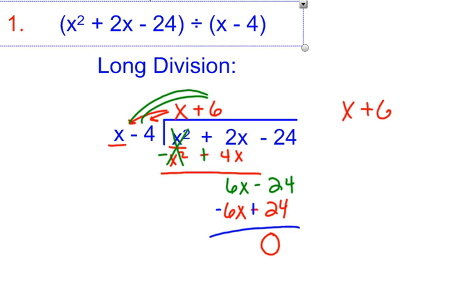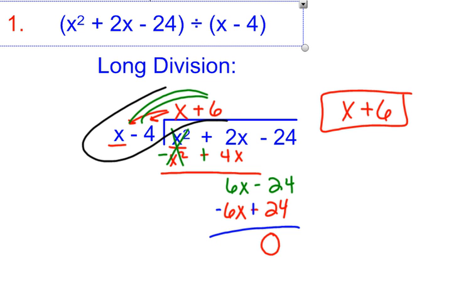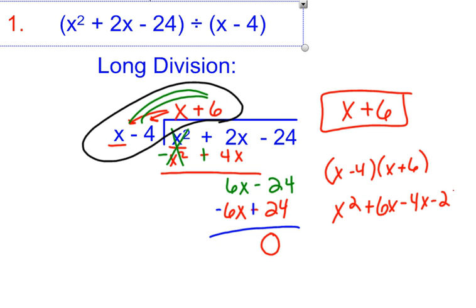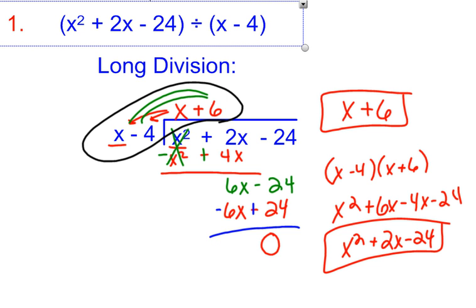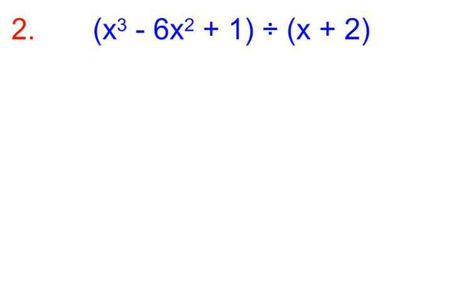That's the answer. If you wanted to check your work, you could take the two numbers here that you did division with and use multiplication, because it should equal what you divided. So x minus 4 times x plus 6 should be x squared plus 2x minus 24. So when I FOIL that out, I do get x squared plus 2x minus 24. And there's my answer. This was my check. Okay? We're going to do several of these to get the hang of it.